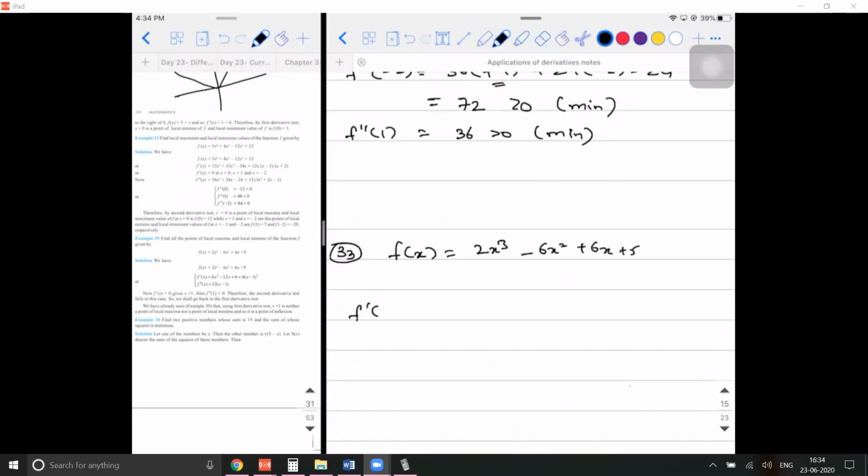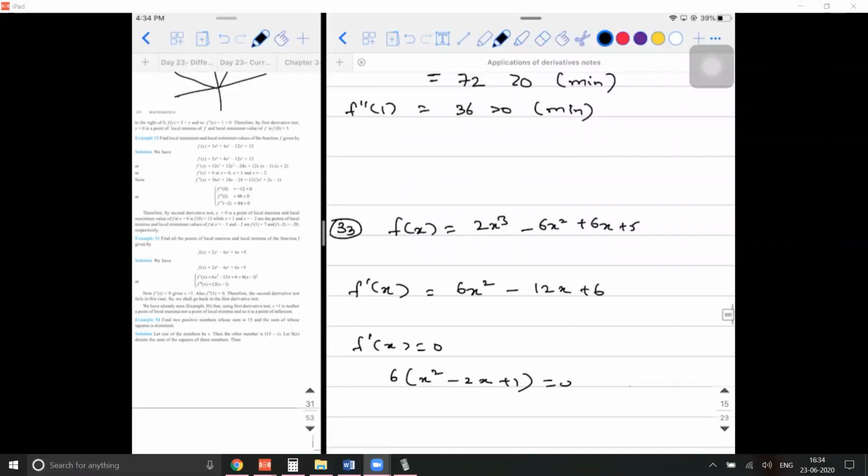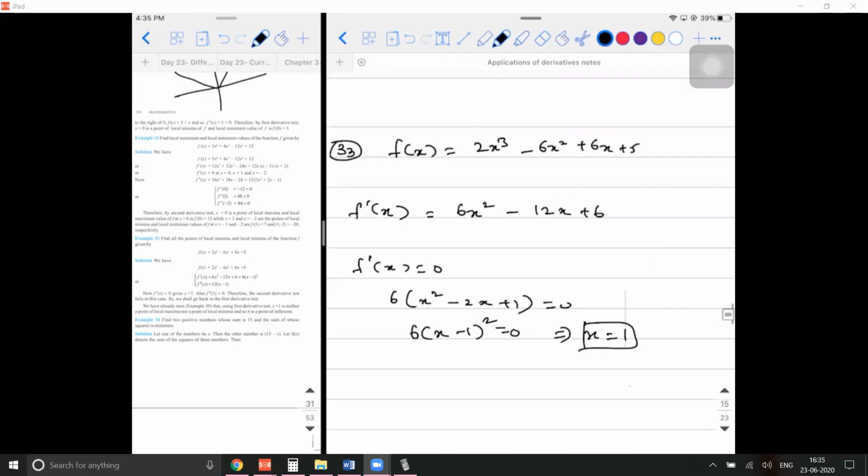You just follow f dash of x. What is f dash of x? That is 6x squared minus 12x plus 6. Equate f dash of x to 0. That is 6 into x squared minus 2x plus 1. If I equate it to 0, I get 6 into x minus 1 the whole square is 0. So I get x is equal to 1. So x is equal to 1 is the stationary point according to me.